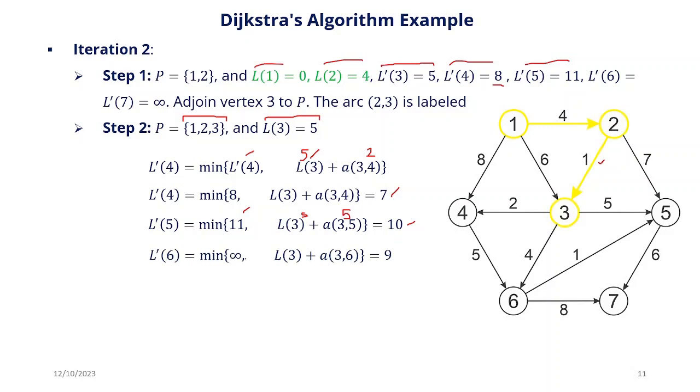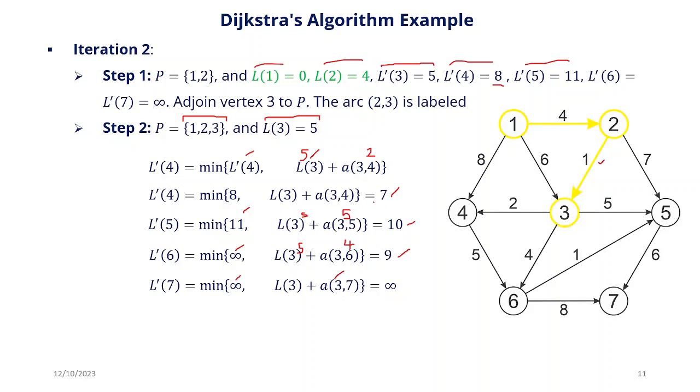What about 6? The initial value of 6 which we brought from the previous calculation was infinity. So if we take 5 here now and look whether 3 is connected to 6. 3 is indeed connected to 6, that is 4, which gives us 9. We'll take the value 9, so we've updated the value of L6. And if we take L7, 3 does not connect directly to 7, and the previous value was infinity, so infinity plus infinity equal to infinity.